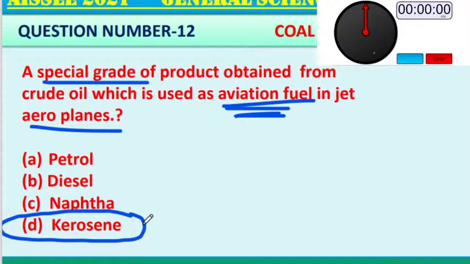It is not the same which we use in our house for cooking in kerosene stoves. It is different from that, but the name is the same, kerosene. So we use kerosene as an aviation fuel. The correct answer is kerosene. These are very important questions, so please learn it. Write it in your book. I don't provide a PDF because you people only download that PDF and you will forget all.